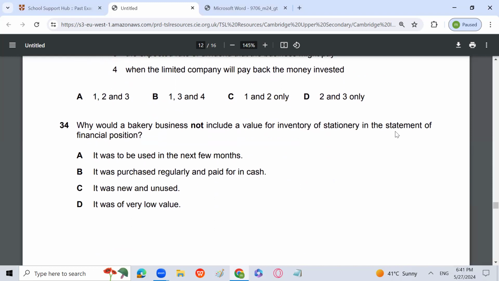Why would a bakery business not include a value for inventory of stationery in the statement of financial position? Because the stationery they purchase will be treated as an expense, because that is not going to be used for more than 1 year. Stationery is a type of asset which the bakery uses for consumption. It was to be used in the next few months. It was purchased regularly and paid for in cash. It was new and unused. It was of very low value.